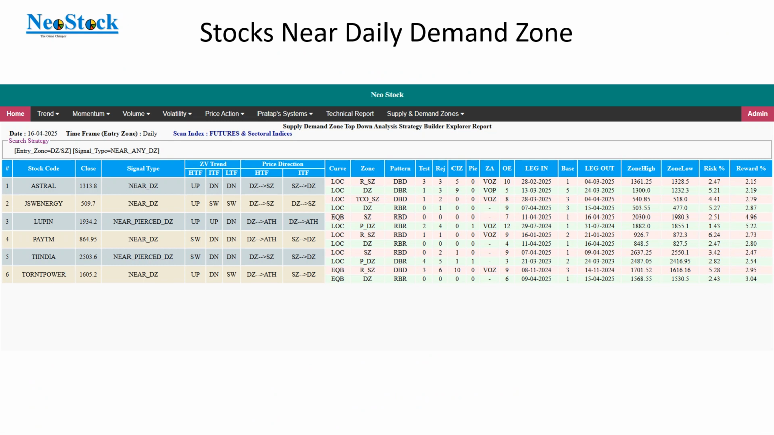Okay, now let's proceed with the reports. The first report is finding the stocks near daily demand zones. So this is the report. Any high liquidity demand zones here? No, we don't have any daily high liquidity demand zones from this list.